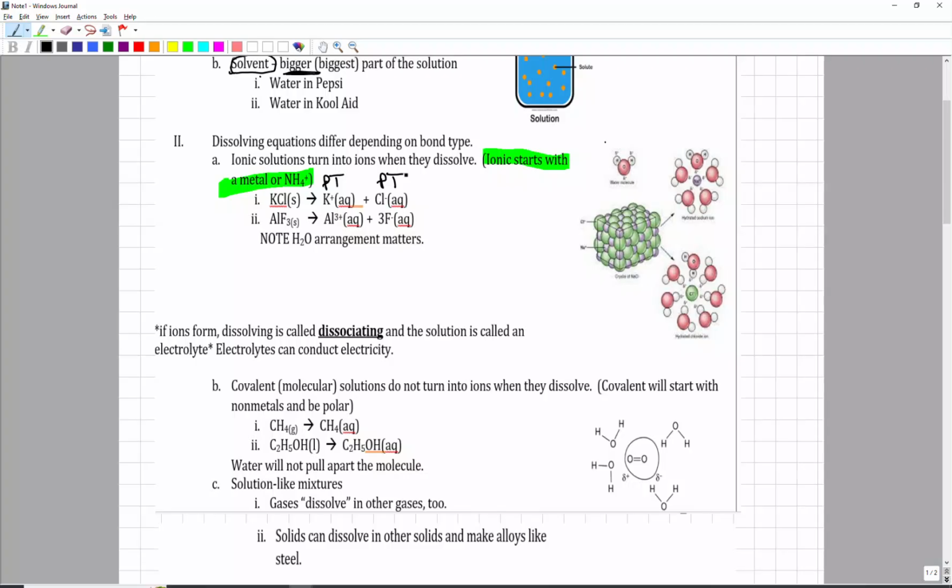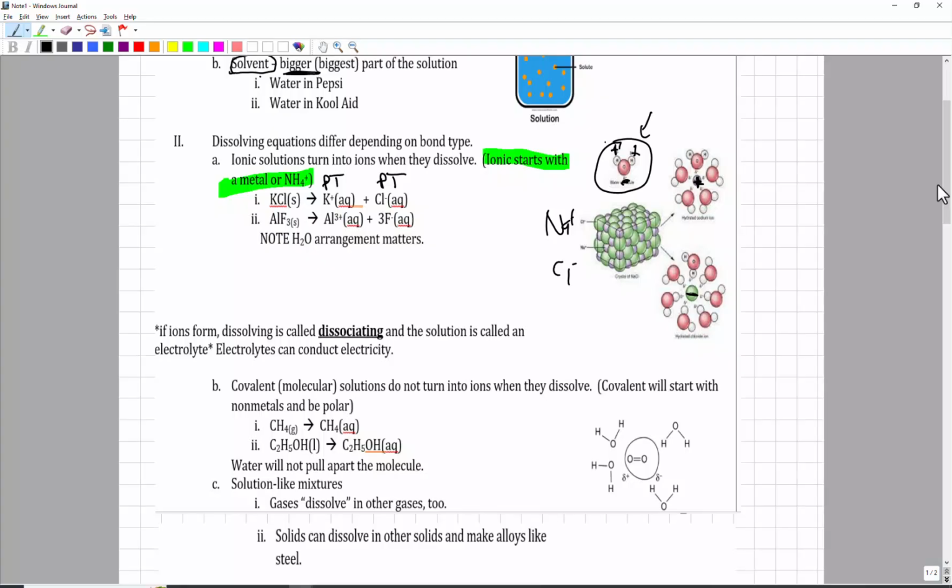H2O arrangement matters, so let's take a look at the pictures of this. This is water. Water looks like Mickey Mouse. This is the negative end of water, and the ears are the positive end of water. We'll get into this a little bit more, but you do need to know that. Notice right here, it's hard to see, but this is a positive ion. Positives are attracted to negatives, so look at how all the chins of Mickey Mouse are attracted to that positive ion. This right here is Na positive, Cl negative. This Cl negative has a negative charge. What's attracted to the negative charge? The positive ears.